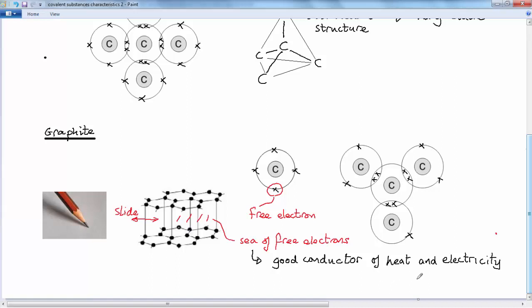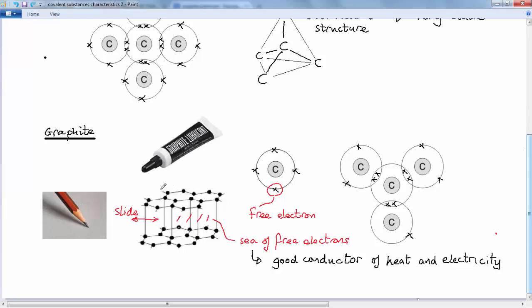In fact, it's the only non-metal that conducts electricity. And in addition, because these planes can slide over each other easily, it also makes it a very useful material for making pencils. Right? Pencils are made from graphite, and what happens is when you draw your pencil over a sheet of paper, the friction between the paper and the pencil lead causes these planes of graphite to fall onto the paper and enables you to write on the paper effectively.